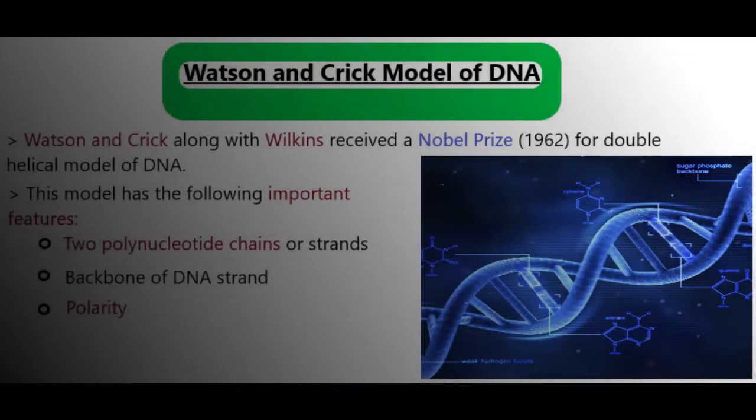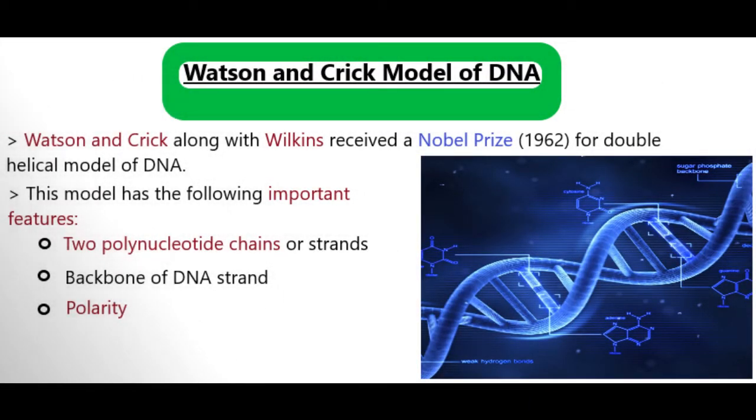Now students, Watson and Crick along with Wilkins received a Nobel Prize in 1962 for double helical model of DNA. This model has the following important points. Students, structure of DNA is not given in your board textbook. That's why I am explaining it in brief, as it is not included in your board syllabus, but to understand DNA replication, you must know structure of DNA. This model of Watson and Crick shows following important features.